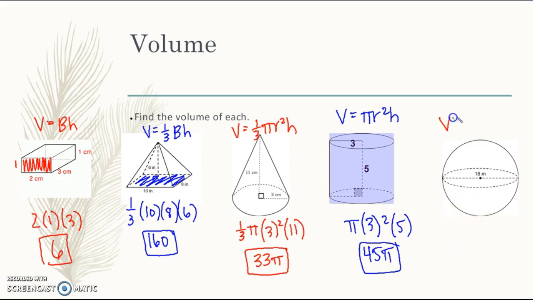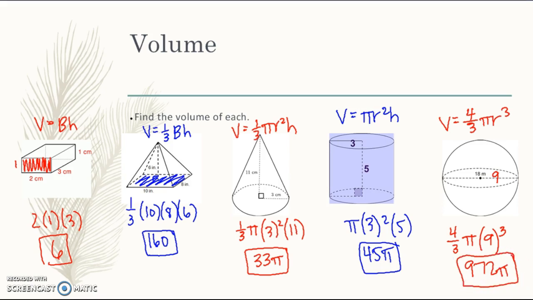And then the last one is our sphere, and that one's got the weird formula 4/3 pi r cubed. So we have 4/3 times pi. Now in this case, my diameter is 18, which means my radius is 9. So when we do 9 cubed times 4/3, we end up with 972 pi.